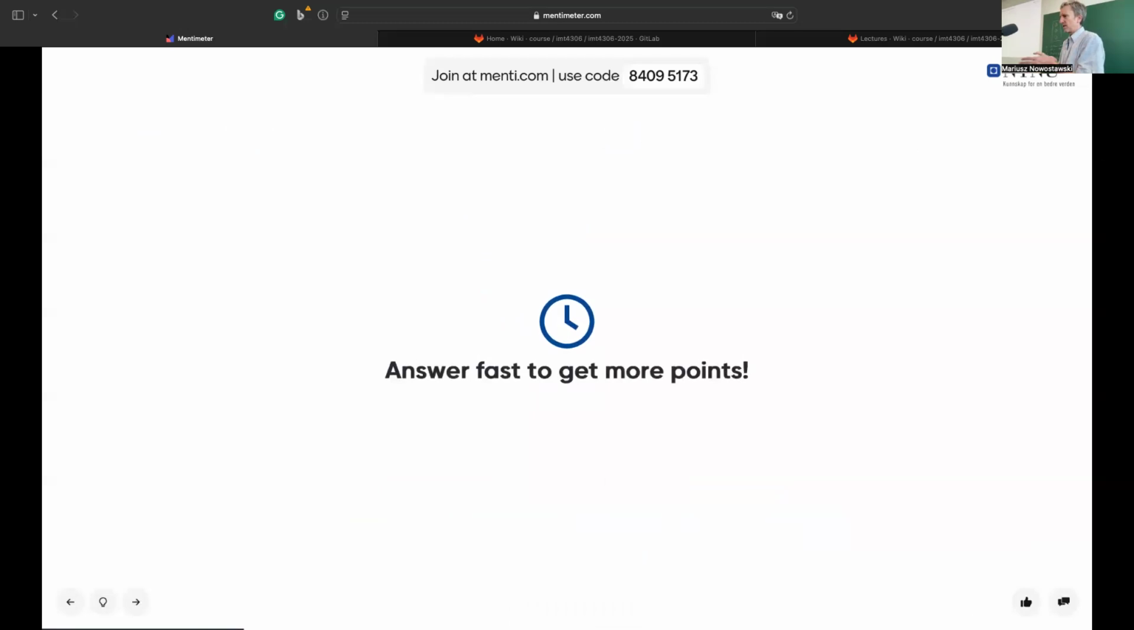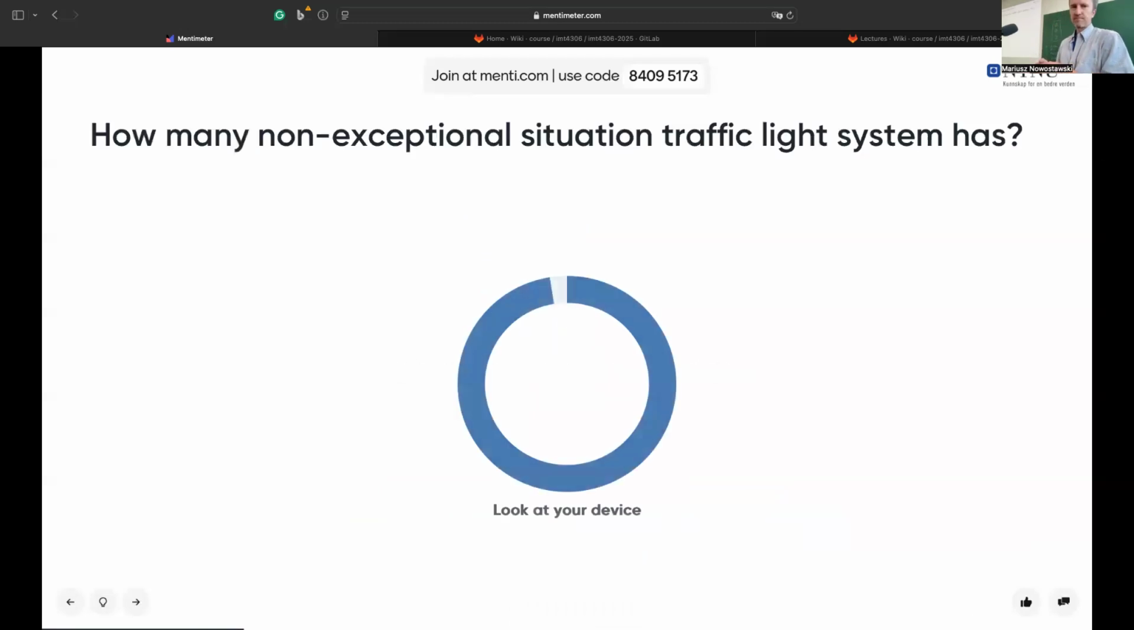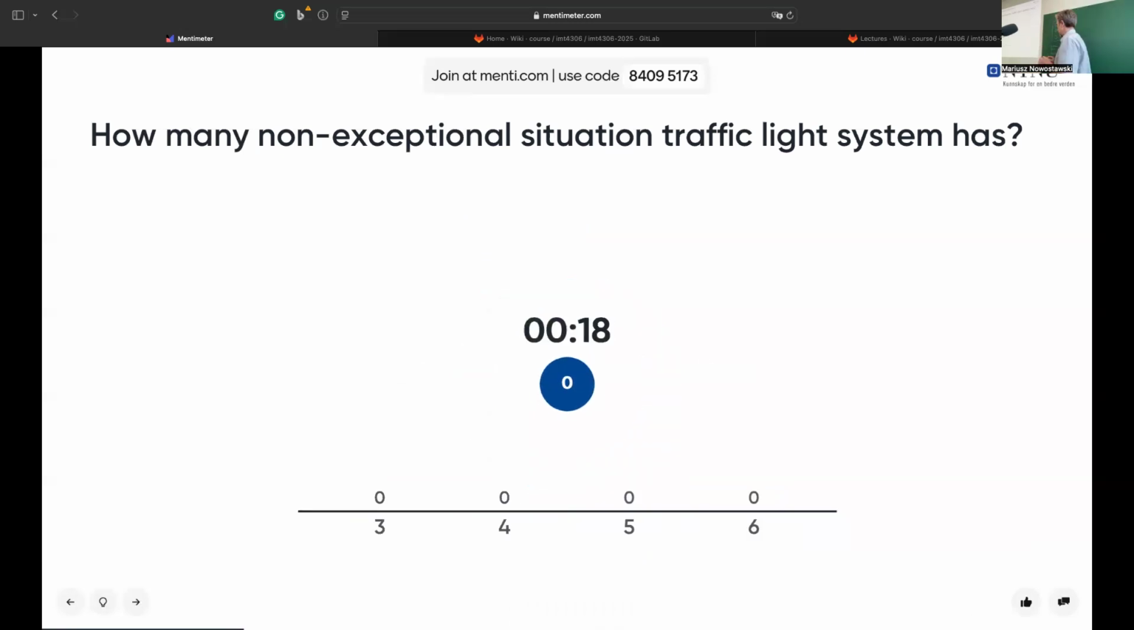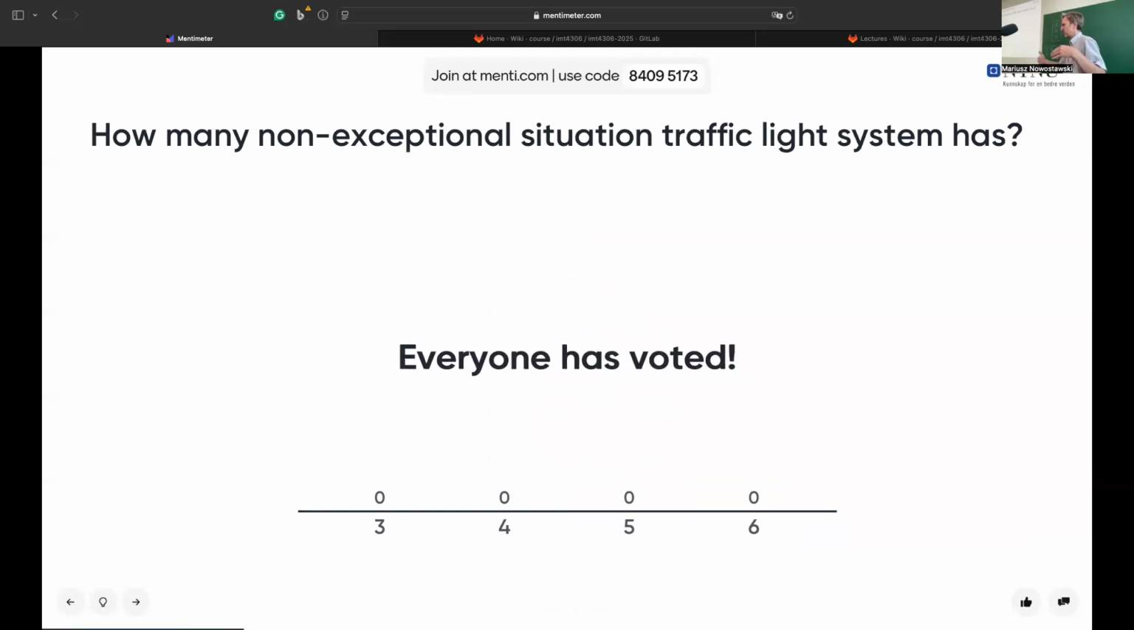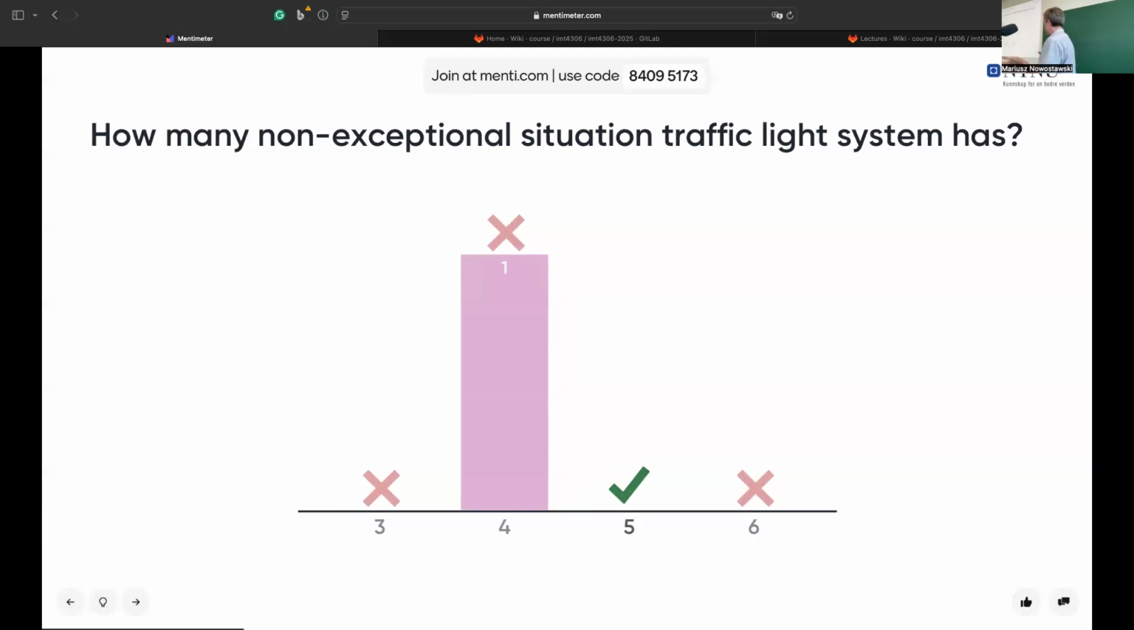So the next question is, if we remove all the exceptional situations, how many are we left with? If we consider the off state as exceptional, and drivers not abusing the traffic lights, then we have 4 or 5, right? Blinking yellow is the fifth one. So green, red plus yellow, green plus yellow, and blinking yellow.